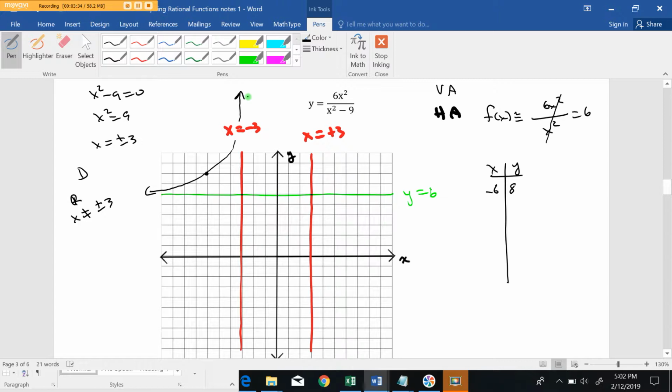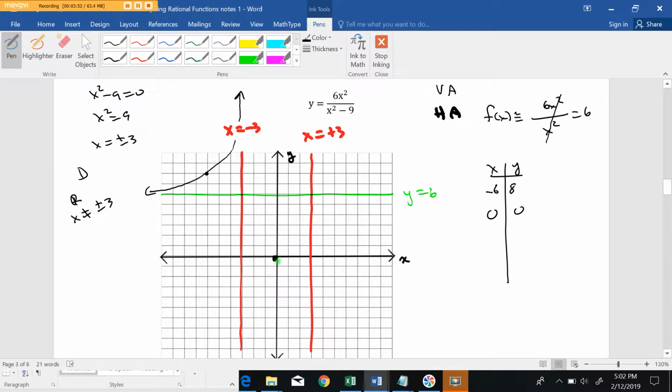Let's try a region now between minus 3 and 3. How about 0? That should be an easy one. You put 0 into this function, you get 0 up top and negative 9 in the bottom, so we get 0. So we know this goes through 0, 0.